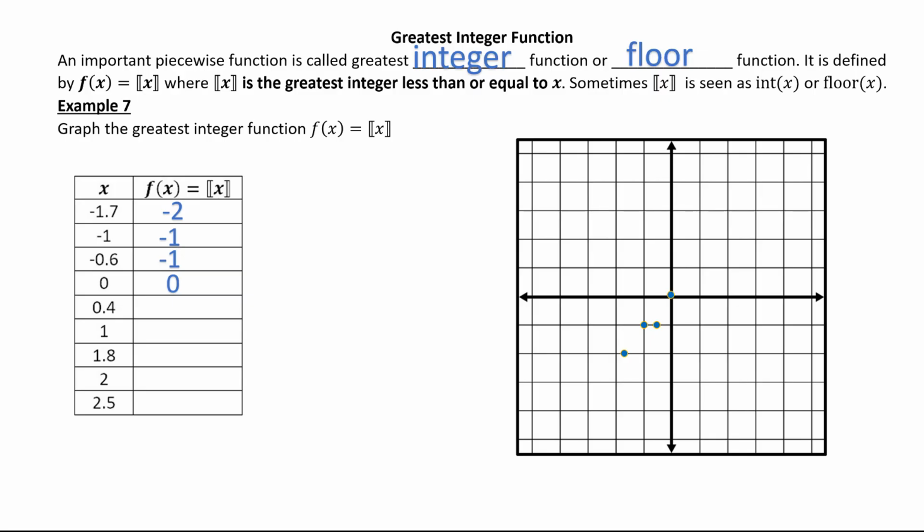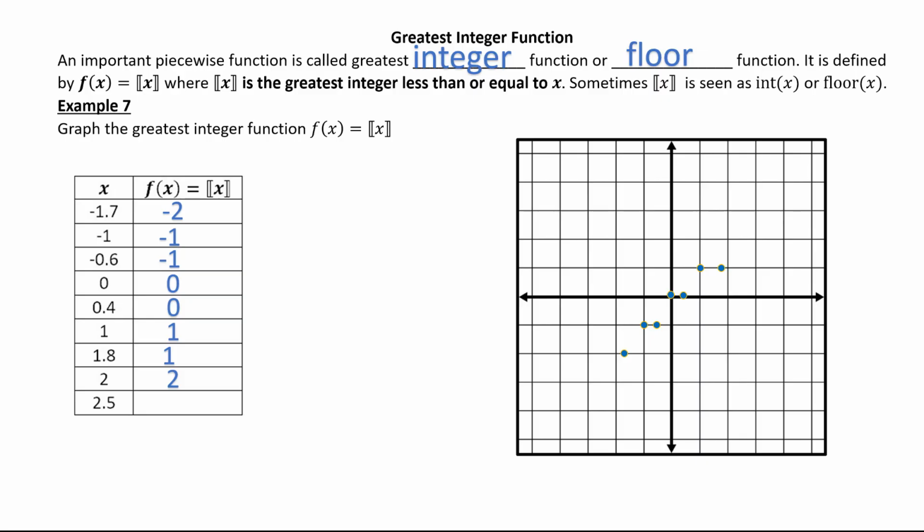Then you have 0.4 for x. The greatest integer less than or equal to 0.4 is 0. So that point, 0.4, 0, is also on this graph. If x is 1, the greatest integer less than or equal to 1 is just 1. So 1, 1 is on the graph. If x is 1.8, the greatest integer less than or equal to 1.8 is just 1. So 1.8, 1 is on the graph. If x is 2, the greatest integer less than or equal to 2 is just 2.